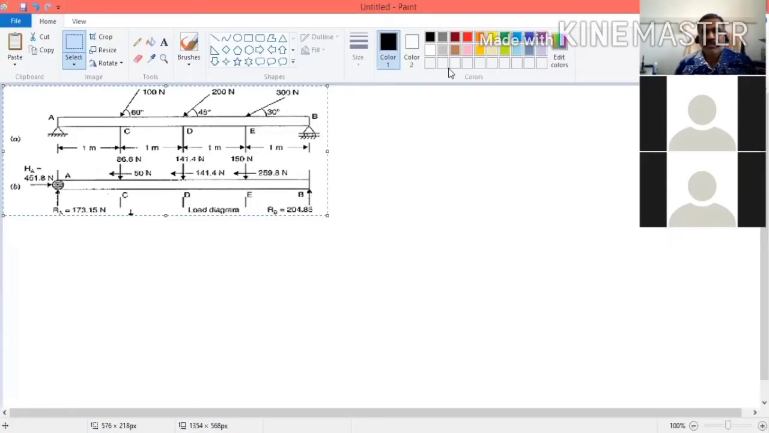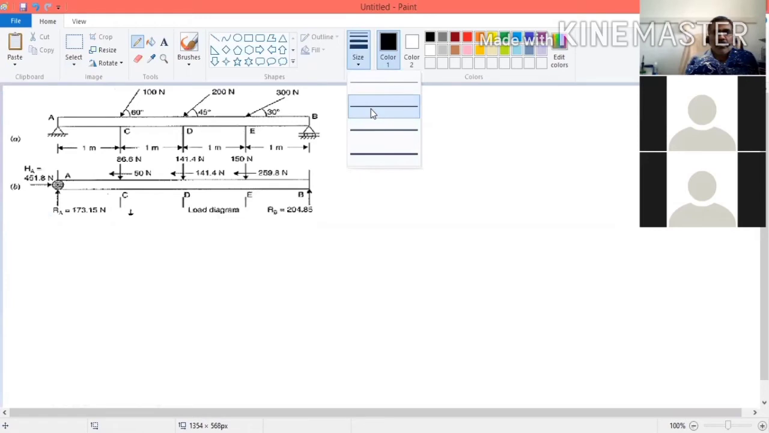So this is the given problem. Now you have to resolve the forces into two components, one vertical and another horizontal. For example, if you want to resolve the 100 newton force, first you take the 100 newton force. The horizontal component, the force acting horizontally, how will you calculate it?